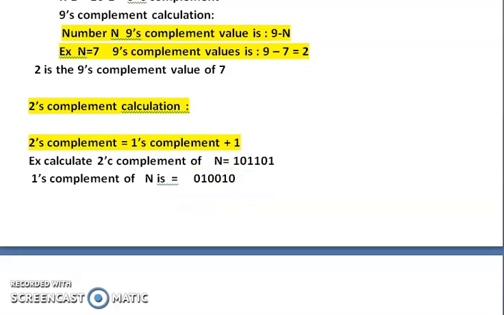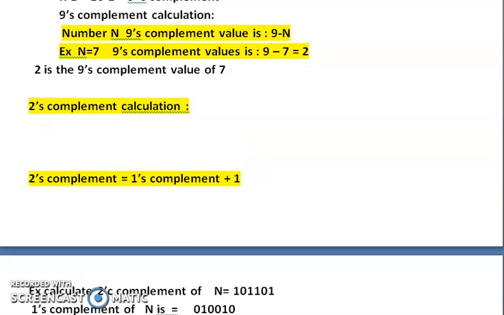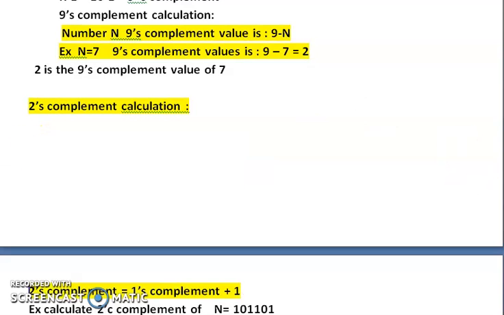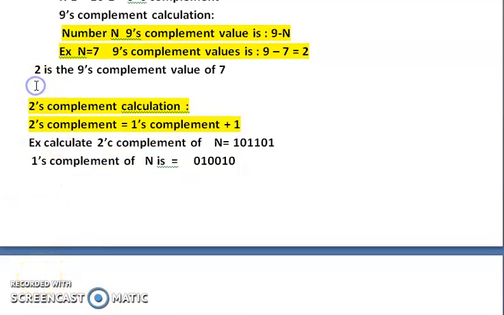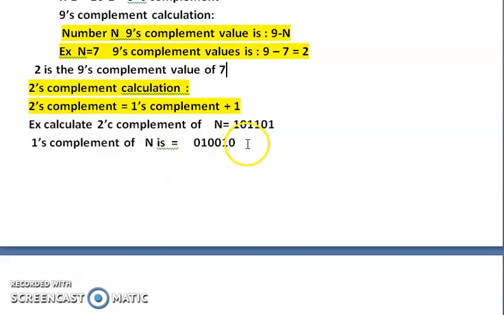The next one is the 2's complement. How to calculate the 2's complement? The 2's complement is the 1's complement plus 1. So the 2's complement value can be calculated as 1's complement plus 1. Here we add 1 to form the 2's complement value.